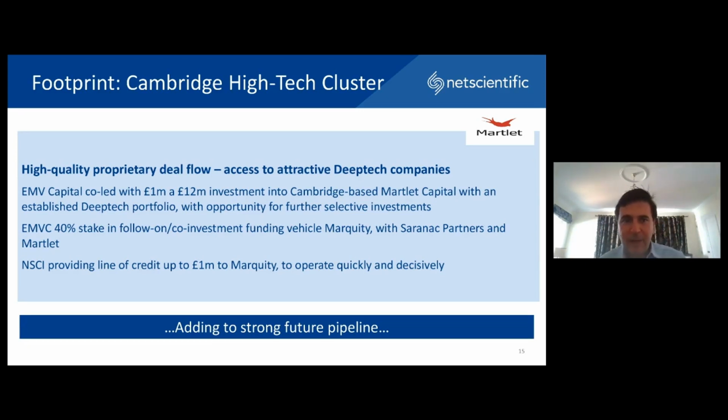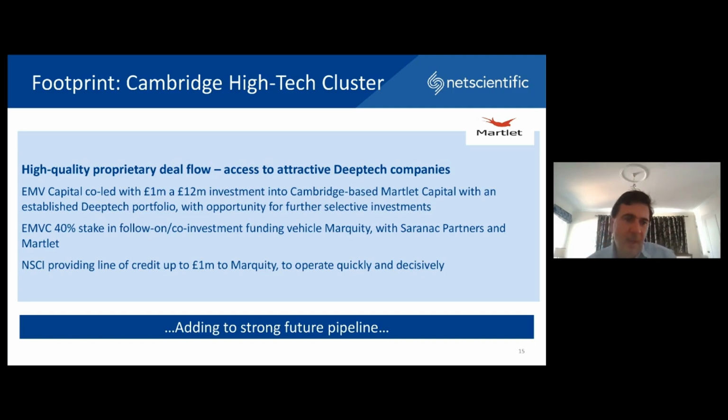Now, the Cambridge High Tech Cluster is one of Europe's, and I would say globally, a leading source of really high quality technology companies. However, it's a bit of a closed shop. There are several players that get to see the deals first, and they're able to invest in those companies before they make the broader market. So by the time you see them, the valuation has gone through the roof. So what we have done here is, it's a deal that my team had been working on since November in partnership with Saranac Partners, which is a major wealth manager based in London.